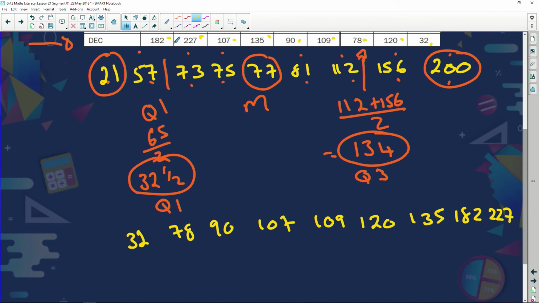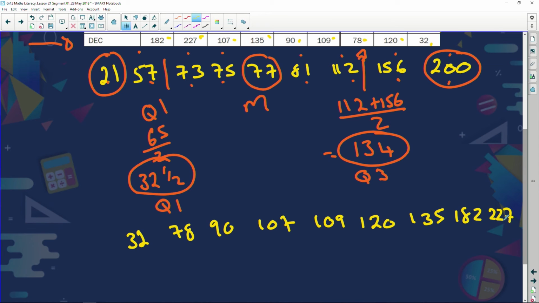Again, I should have 9 because there are 9 provinces. 1, 2, 3, 4, 5, 6, 7, 8, 9. And in the data I've written down, I should also have 9. Let's check. 1, 2, 3, 4, 5, 6, 7, 8, 9.